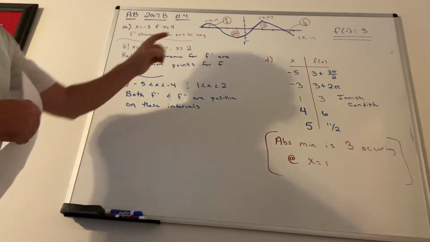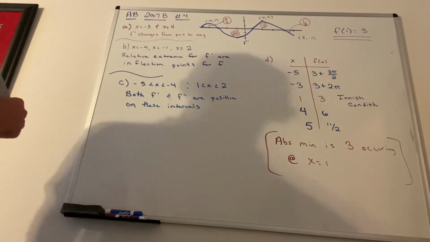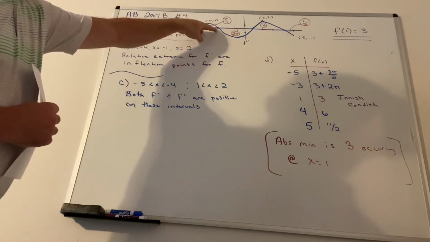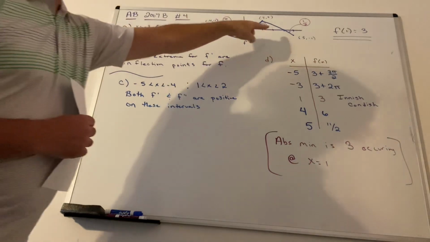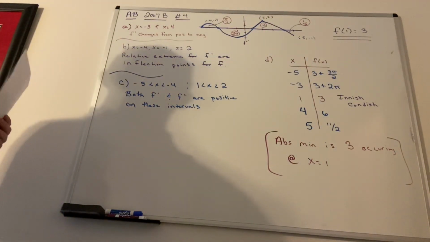Well, you're looking at the derivative graph, and maxes occur when the derivative changes from positive to negative. So that's happening right there, and that's happening again right there. And those guys are x equals -3 and x equals 4.